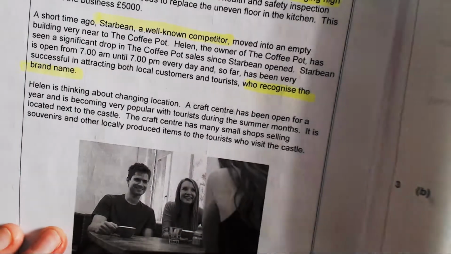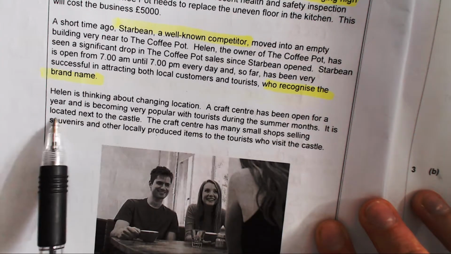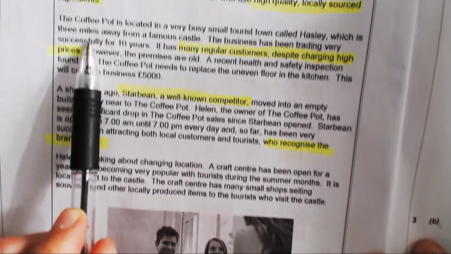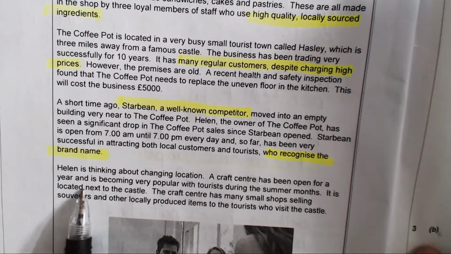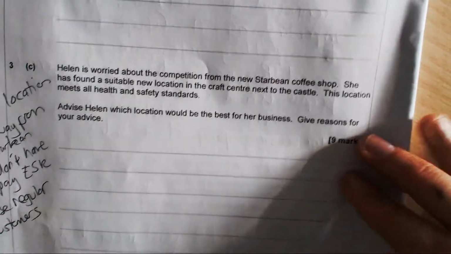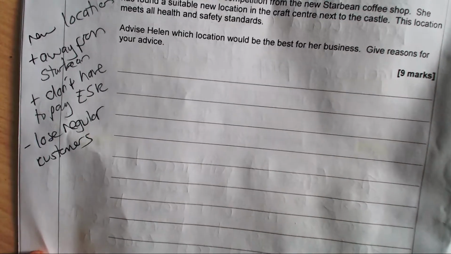Let me just show you that. Here is located next to the castle, and over here they're currently 3 miles away. So this is the new location 3 miles away, which means obviously they're going to lose those regular customers. So that's my drawback. Okay, so I'm ready to write my 9 marker.